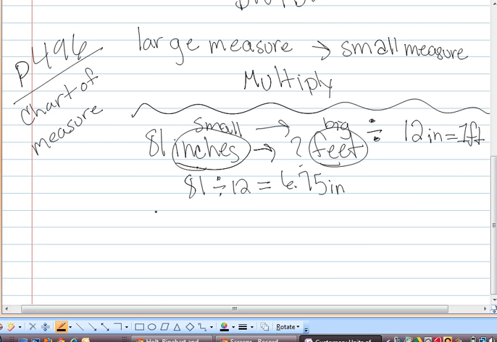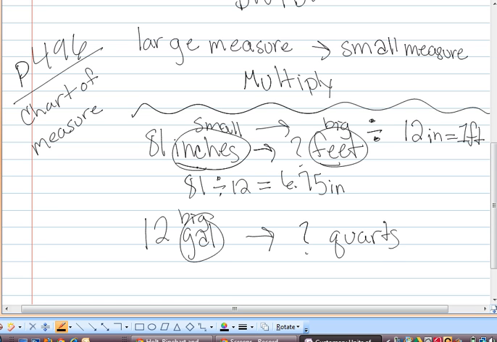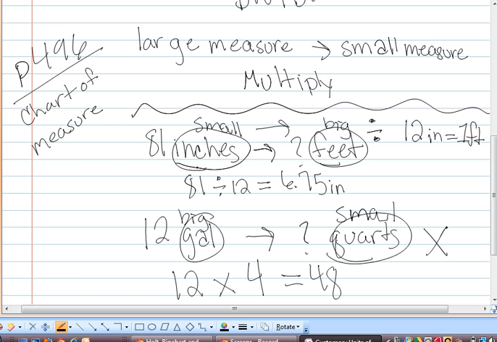All right, if I want to go the other way, say I have 12 gallons, and I want to change that into quarts, I'm going from a big measurement to a small measurement. Therefore, I need to multiply. So I'm going to do 12 times 4, which equals 48.